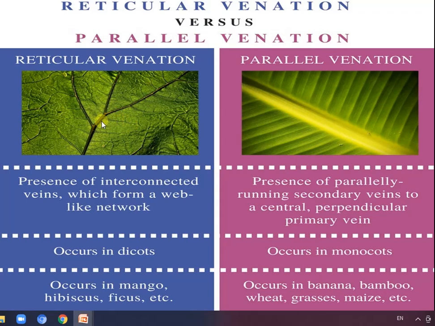Reticulate venation occurs in dicots. Parallel venation occurs in monocots. Reticulate venation occurs in mango, hibiscus, ficus, etc. Parallel venation occurs in banana, bamboo, wheat, grasses, maize, etc.